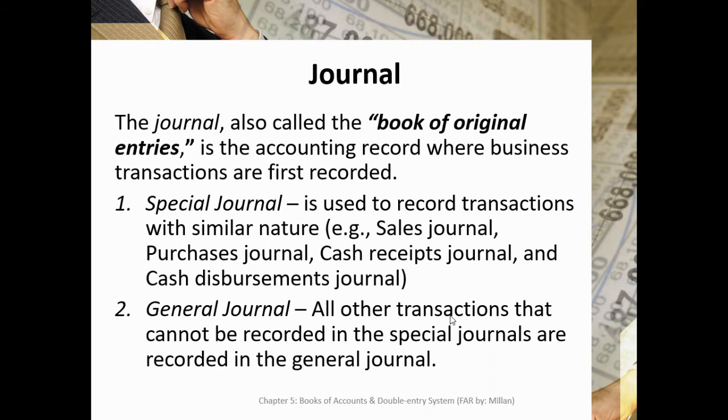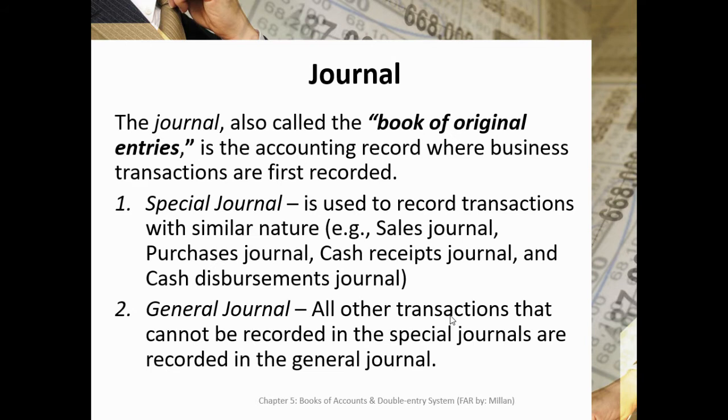Another type is general journal. So all other transactions that cannot be recorded in the special journals are recorded in the general journal. Examples of such transactions include purchases of inventory in exchange for notes payable. For example, bumili ka ng inventory pero ang in-issue mo ay notes payable. So makikita mo siya sa general journal. Or any adjusting entries, correcting entries, reversing entries, and the like ay makikita sa general journal.